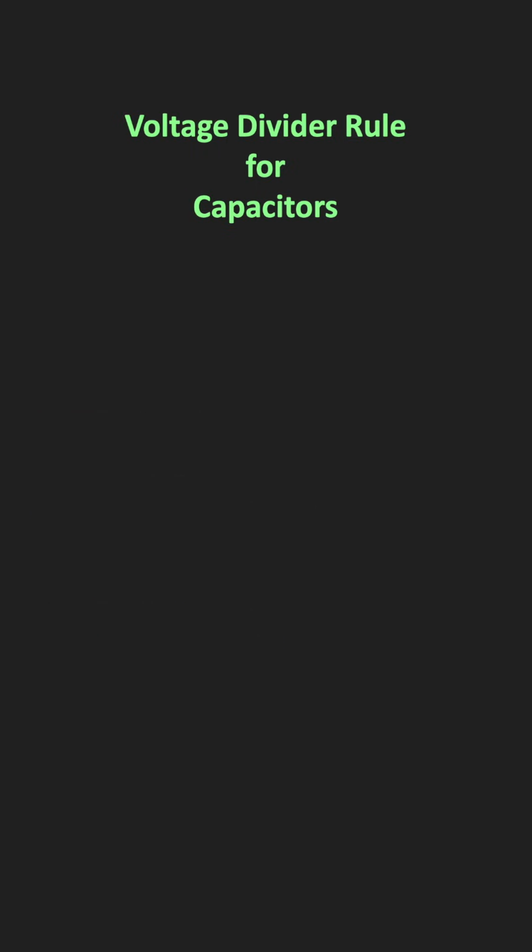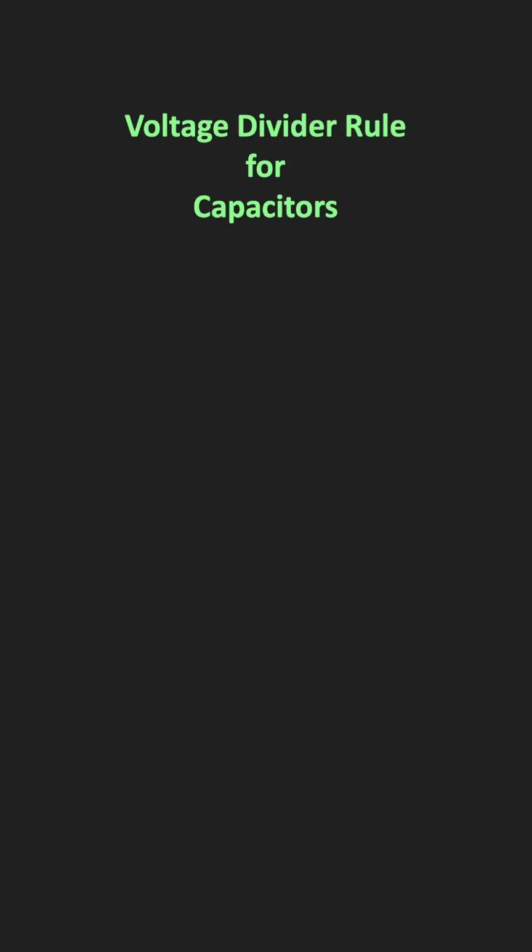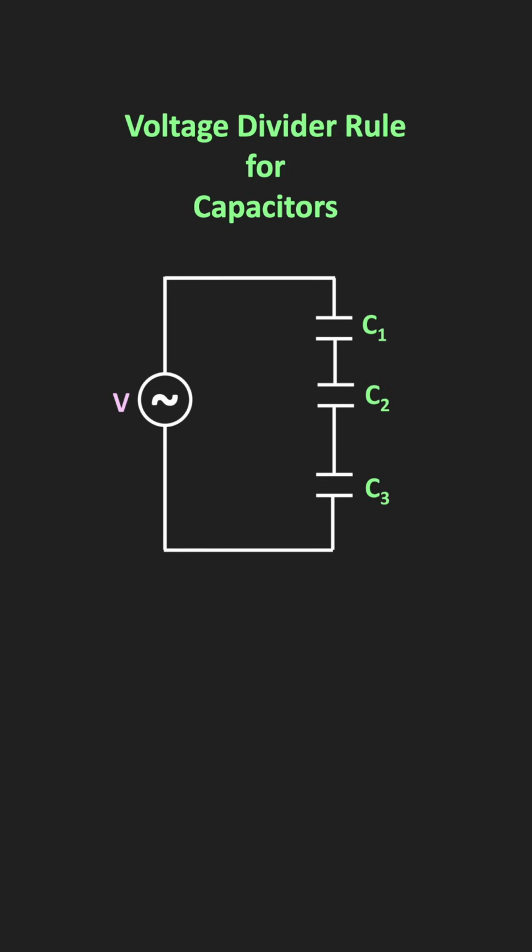In this way, when the two capacitors are connected in series, this is the voltage divider rule for the capacitors. Similarly, now let us see the voltage divider rule when more than two capacitors are connected in series. Here, three capacitors C1, C2 and C3 are connected in series. In this case, the voltage across the capacitor C3 can be given by the following expression.